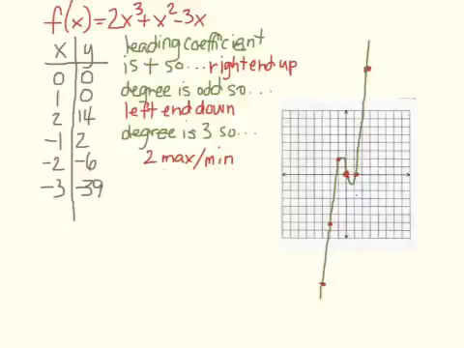And armed with these 6 points, and some information about where it starts and ends, and how it acts in the middle, we can make a sketch of the graph, and it looks probably something like this.